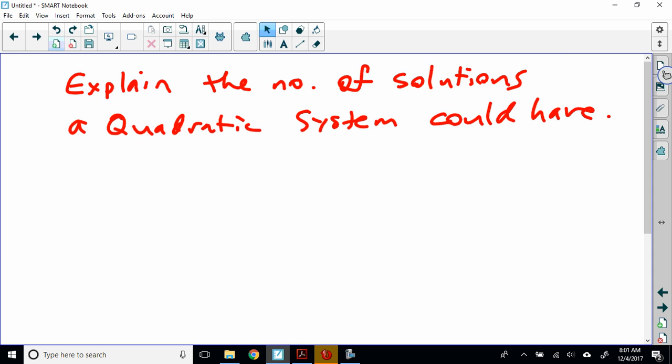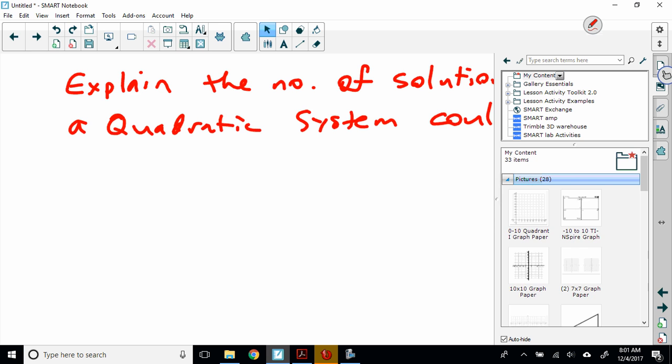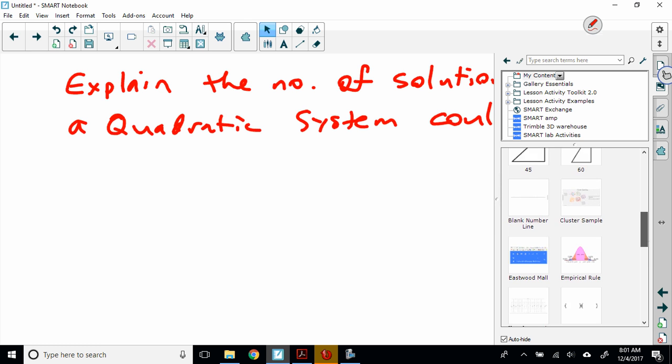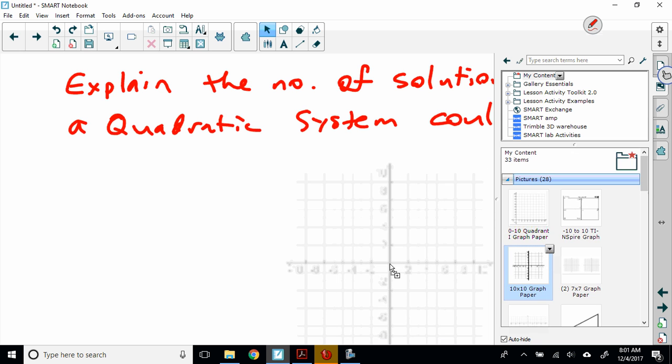So what you've got to be able to do here is think to yourself, what could a quadratic system of two or more equations, and usually they're two, but if I were graphing two quadratics, what could that look like?